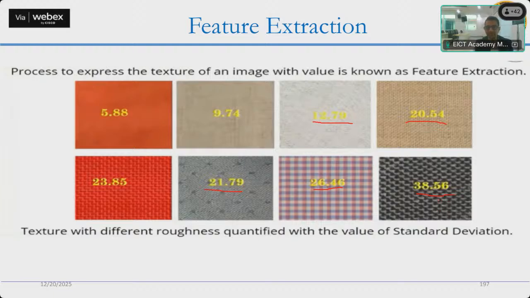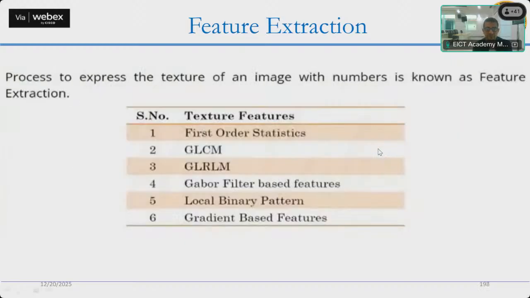There we find out where we use the texture. Textures with different roughness are quantified with the value of standard deviation. Not only do we use this value, but standard deviation is also allowed. So the process to express the texture of an image with numbers is known as feature extraction.